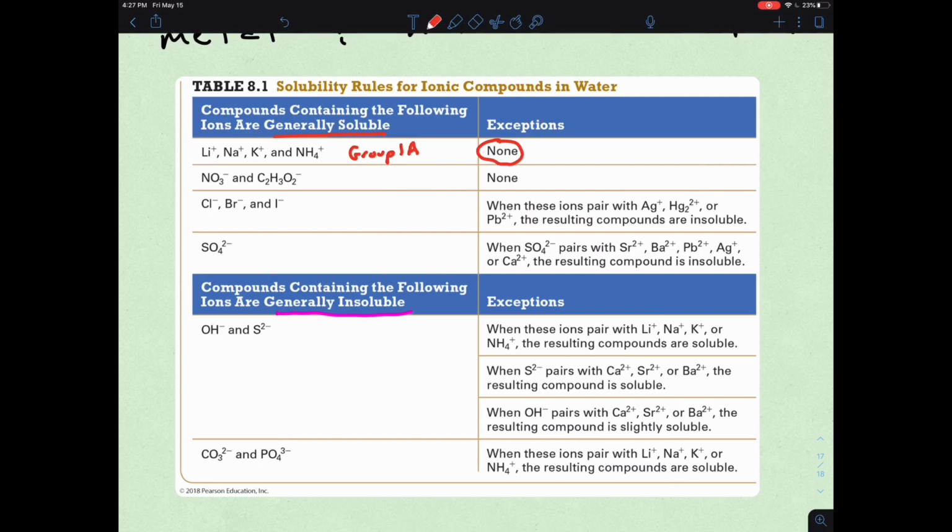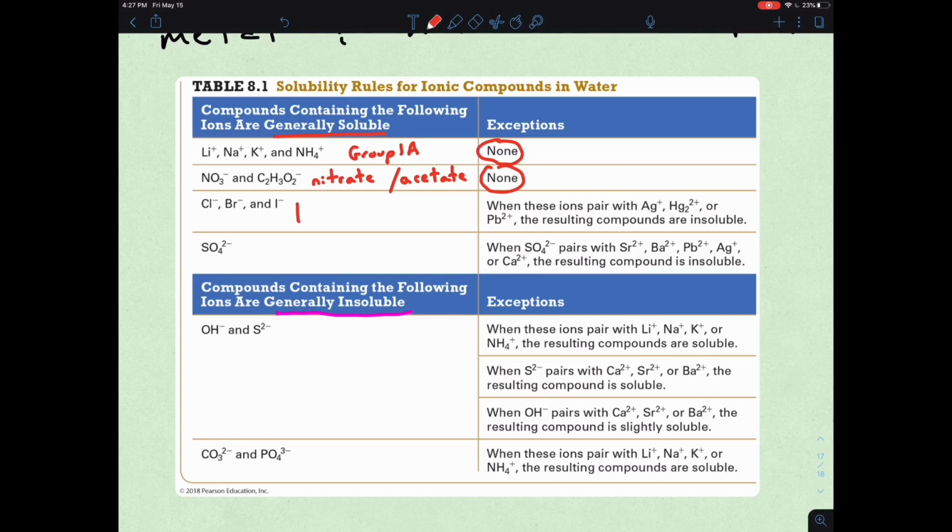Two other polyatomics that we see here, then the next level would be nitrate and acetate. And again, we have no exceptions for them. So these are great ways of getting ionic molecules into solution, is to make sure that, if you're looking at the metal, like, oh, I always want to pair that metal with nitrate or acetate, and it'll always be soluble.